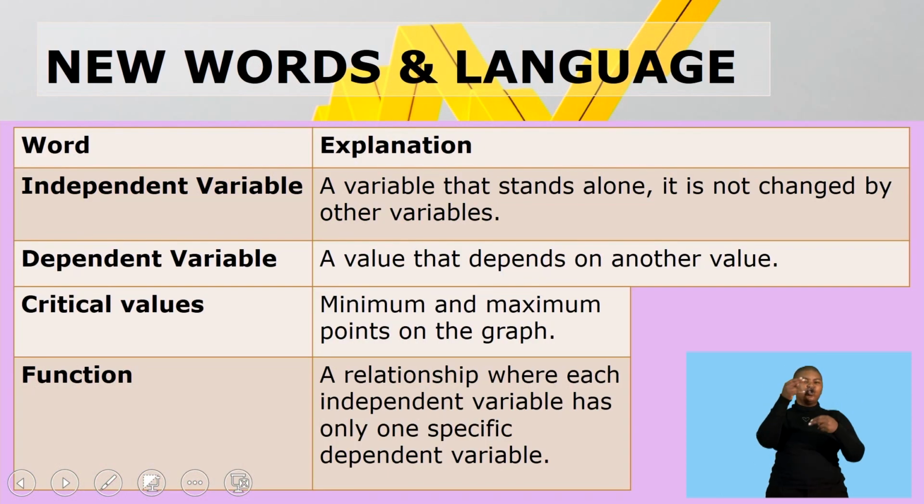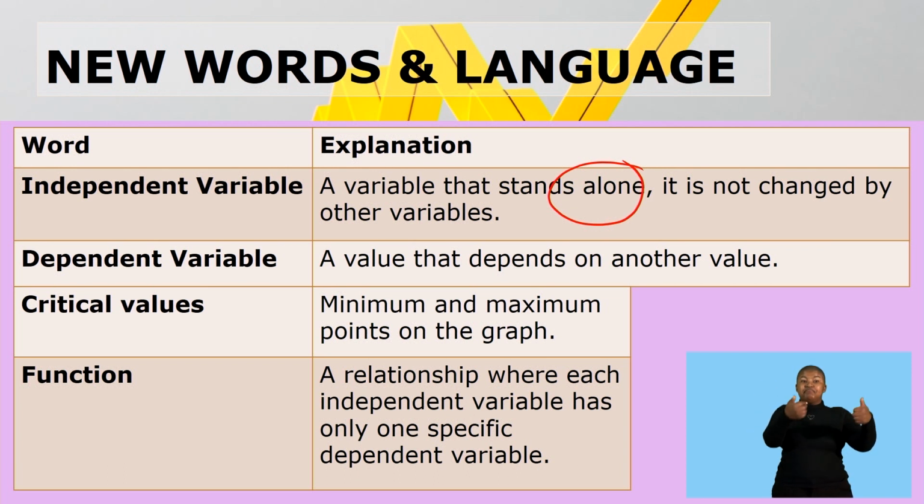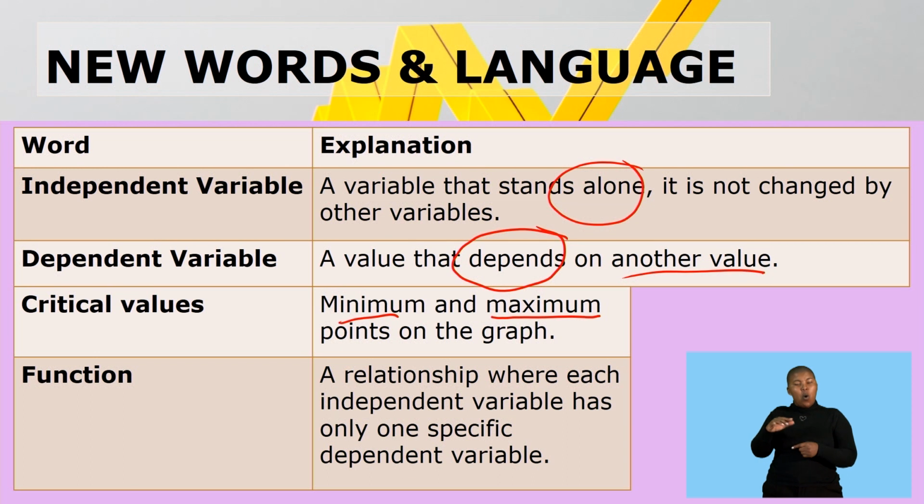Let's look at the new words and language. Independent variable: it is the variable that stands alone and is not changed by other variables. Dependent variable: a value that depends on another value. Critical values: a minimum and maximum point on the graph. A function: it is a relationship where each independent variable has only one specific dependent variable.